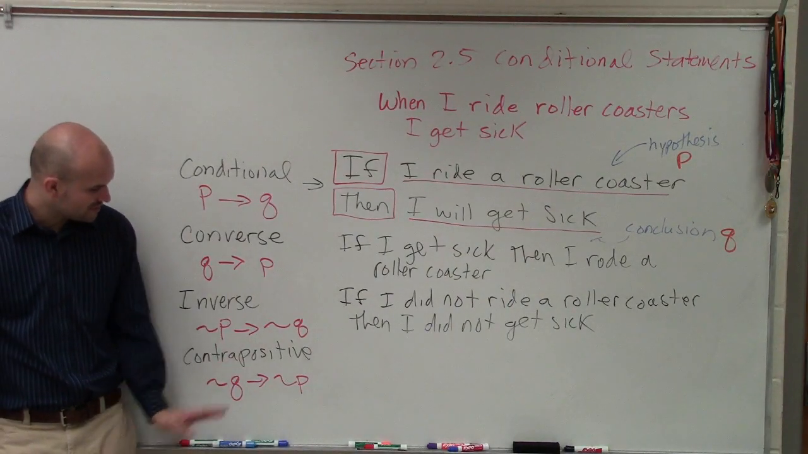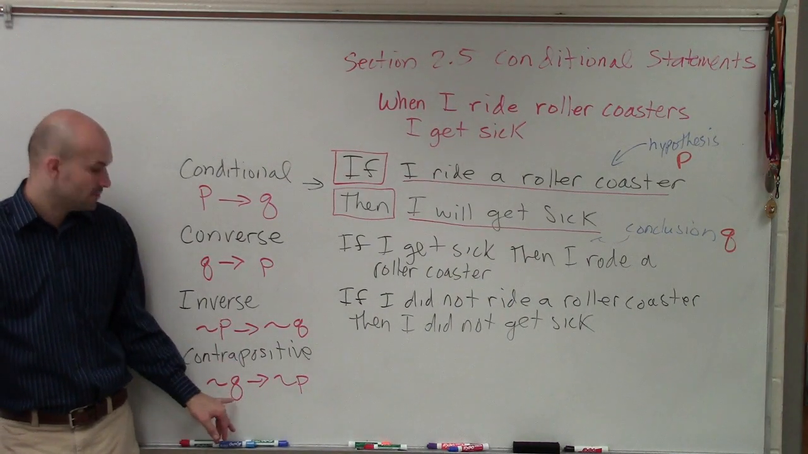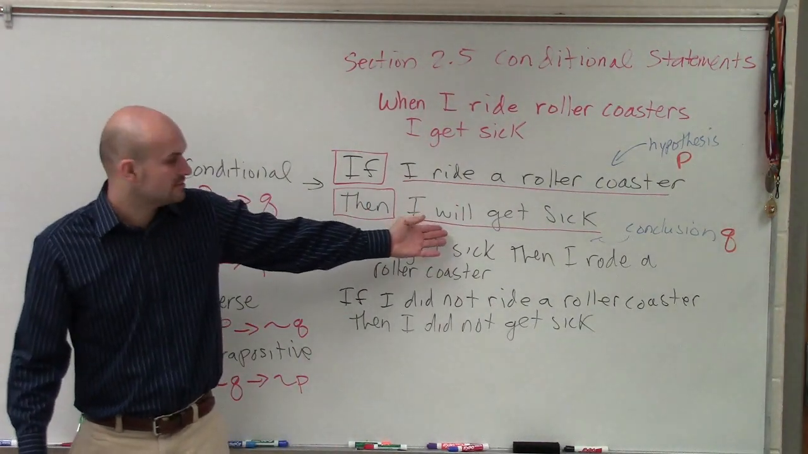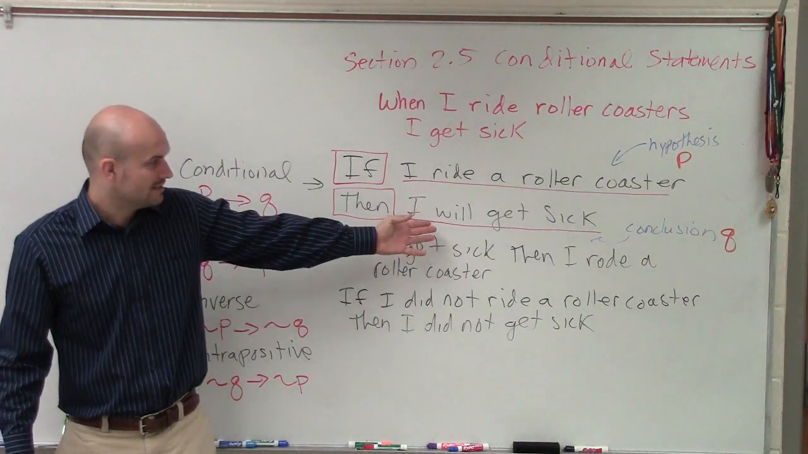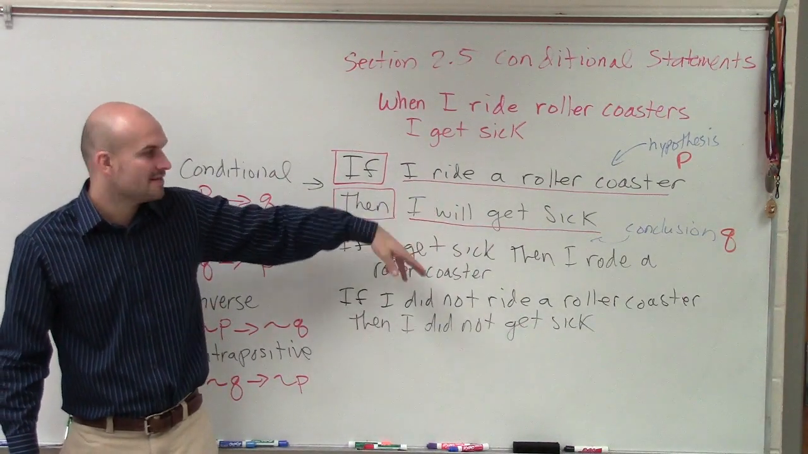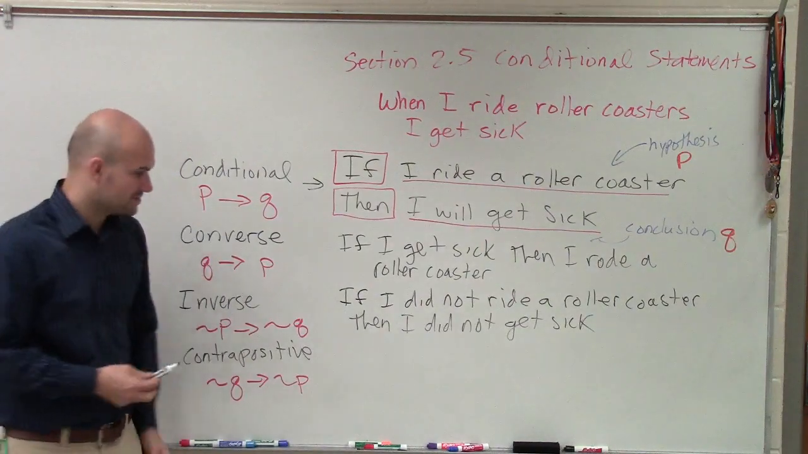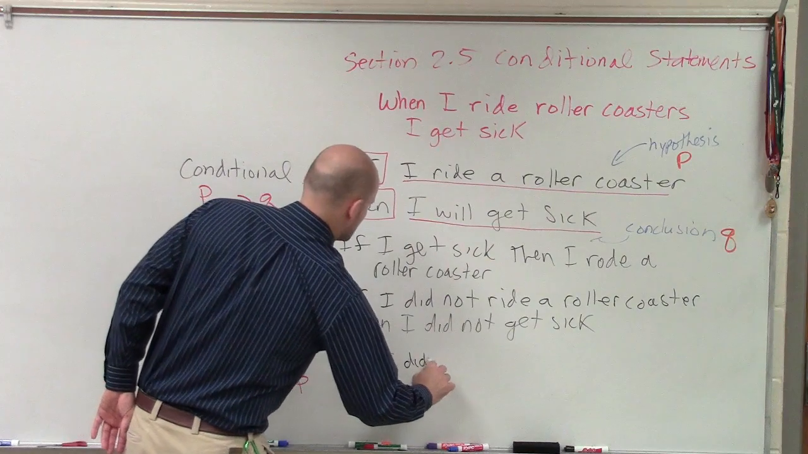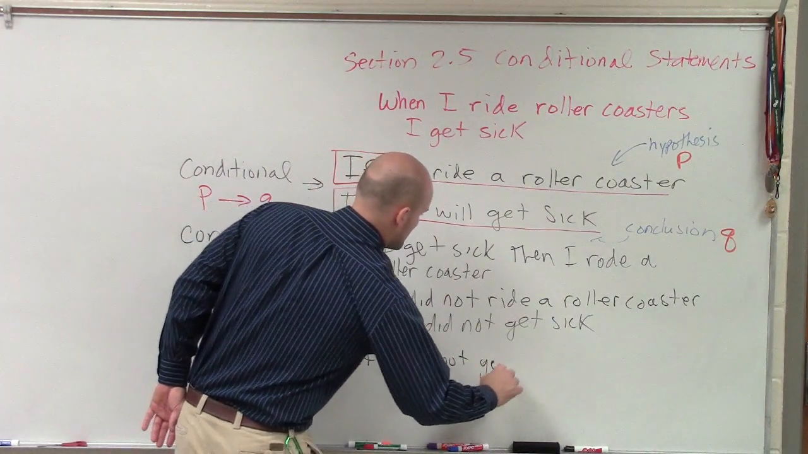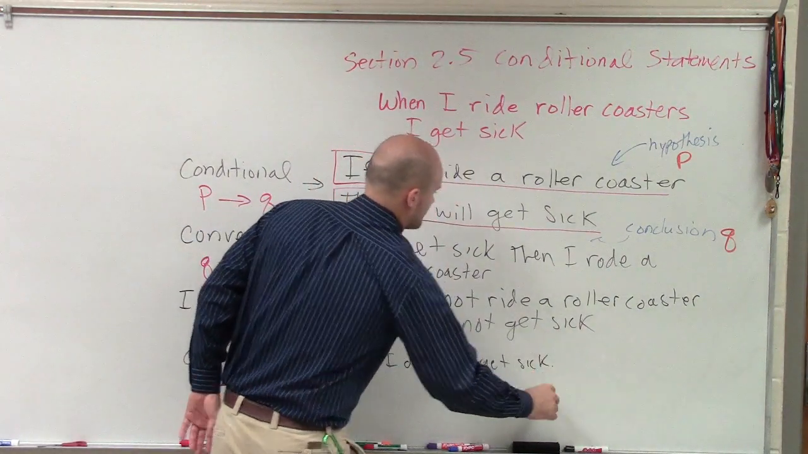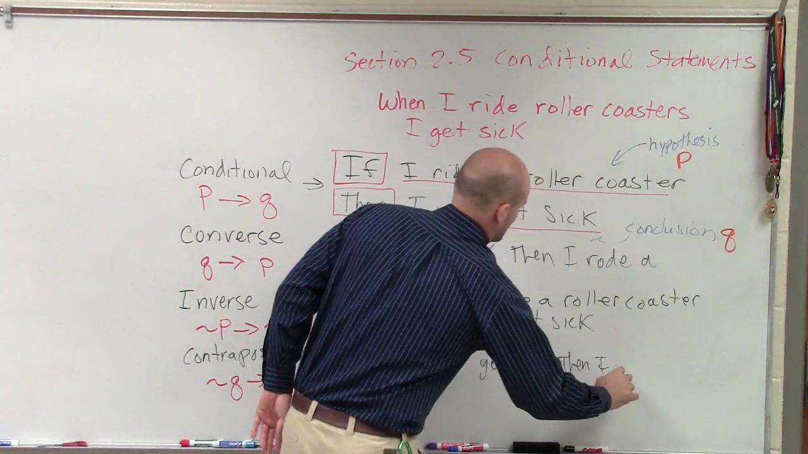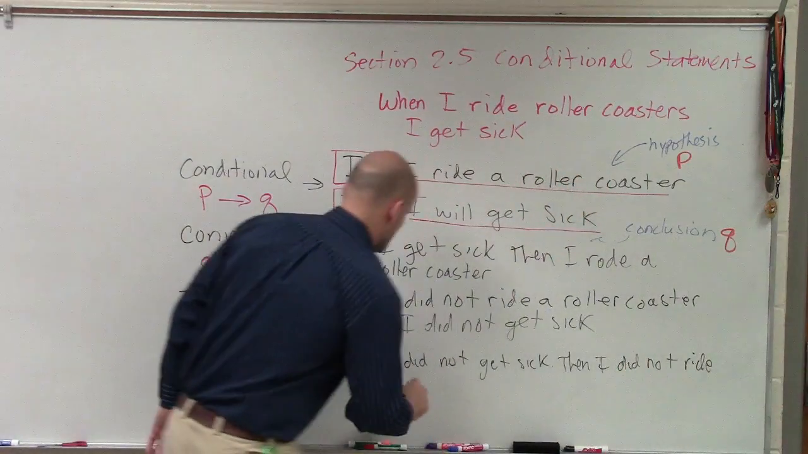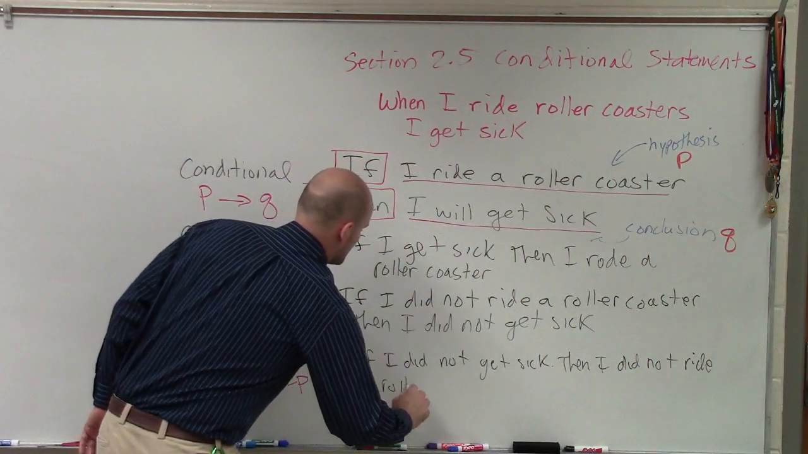And last one to do, ladies and gentlemen, is the contrapositive, which means I have to do the opposite of Q and the opposite of P. So the opposite of Q is I will not get sick. So if I did not get sick, then I did not ride a roller coaster.